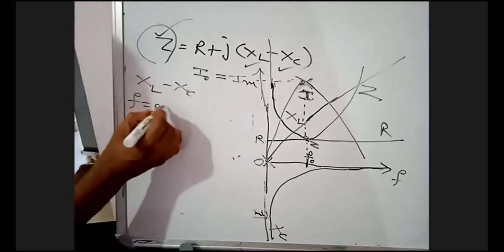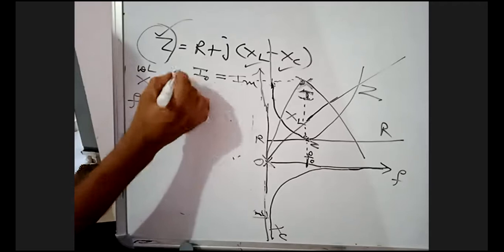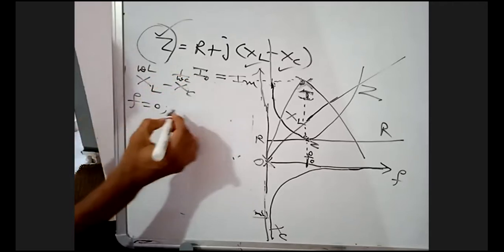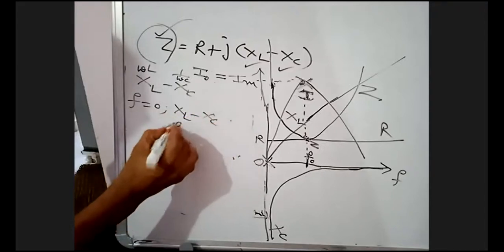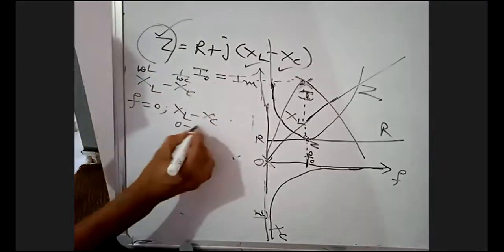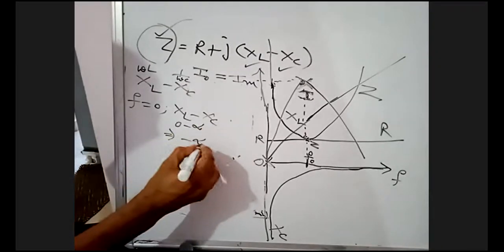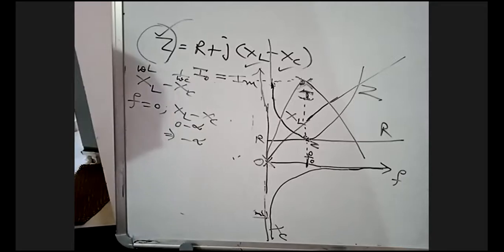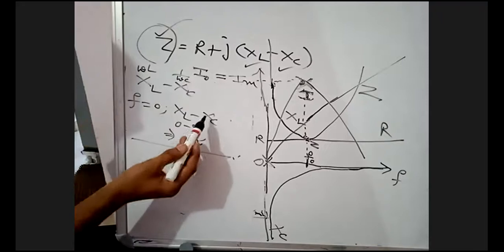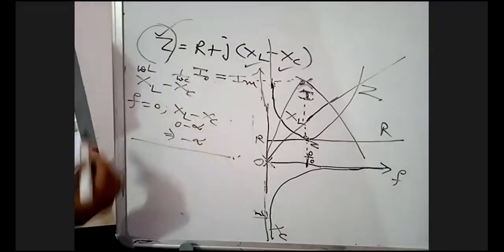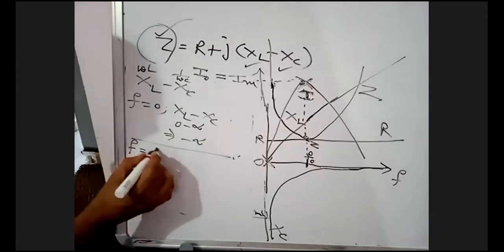Take f equal to 0. When f is 0, XL is omega L, XC is 1 by omega C. XL is 0. XC is 1 by 0, which is infinity. What is the value of XL minus XC? Minus infinity. Now take f equal to f naught.